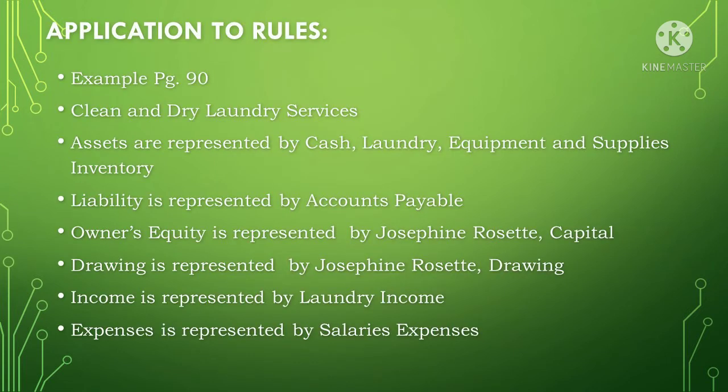Okay, let's proceed to the application of the rules of debit and credit. We're going to use page 90 as an example. Clean and dry laundry services. Assets are represented by cash, laundry equipment, and supplies inventory. Liability is represented by accounts payable. Owner's equity is represented by Josephine Receipt Capital, and drawing is represented by Josephine Receipt Drawing. Income is represented by laundry income.